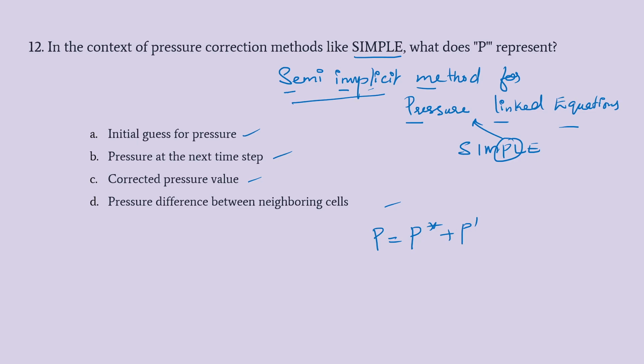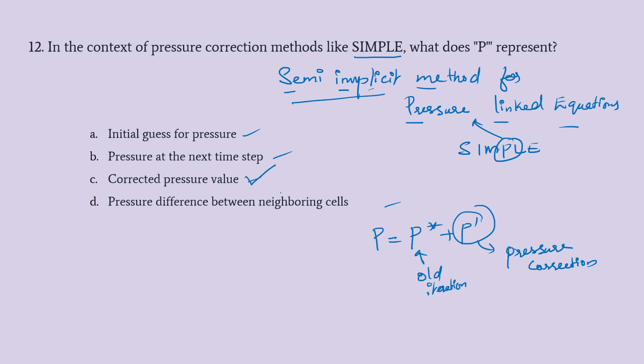Sorry, this P star is the known value of pressure from the old iteration, and this P dash is the guess or correction, the pressure correction. So it is this P that is being stressed in our symbol.